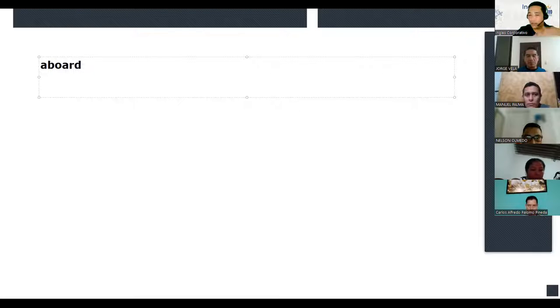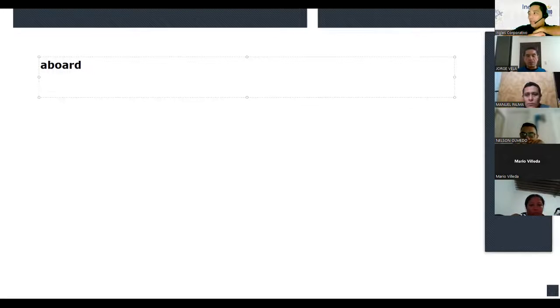Above means on top of, being on top of something. Across means over something. What else did you say? Amid. Yeah, amid. Not a common preposition. It means in the middle of. It's a synonym. Many prepositions are synonyms of others. In reality, amid is in the middle of.